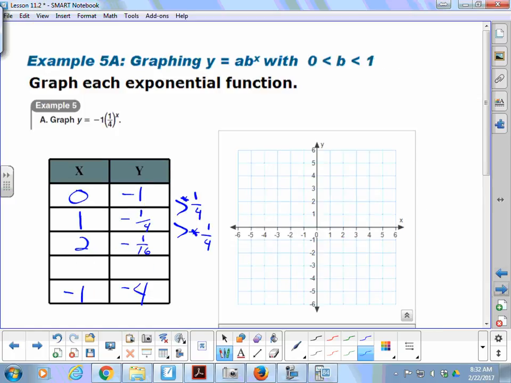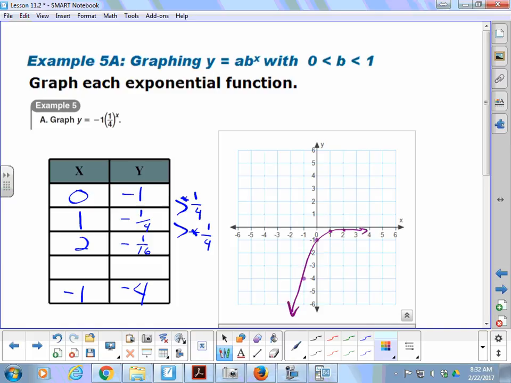And so sometimes when the value of b is a fraction, it gets real small real fast, so you have to have a couple negative numbers, or at least one negative number, to help you see the graph. So we've got -1, -4, 0, -1, and then my other ones are real close here.